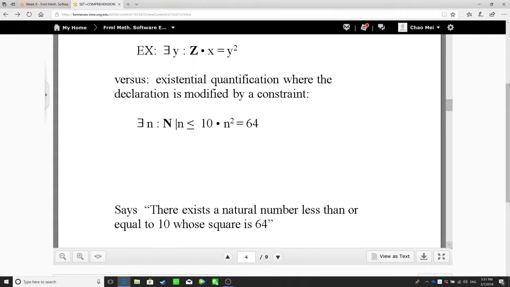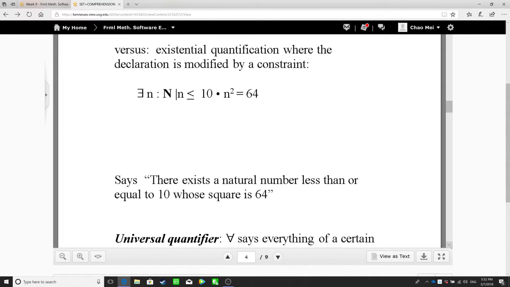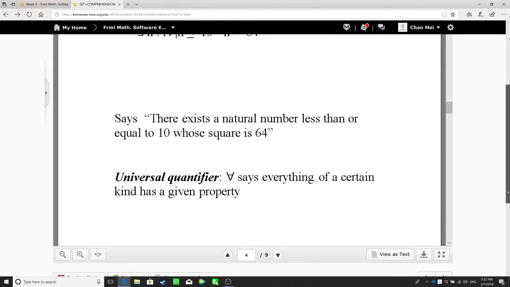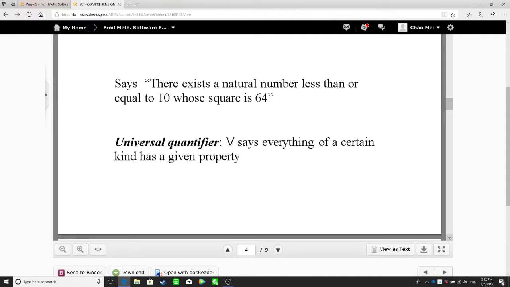There exists a natural number less than or equal to 10, whose square is 64. Okay, another thing is the universal quantifier. It says everything of a certain kind has a given property. One is "there exists", the other one is more strict: everything. It's a universal quantifier. That's why it's called universal.